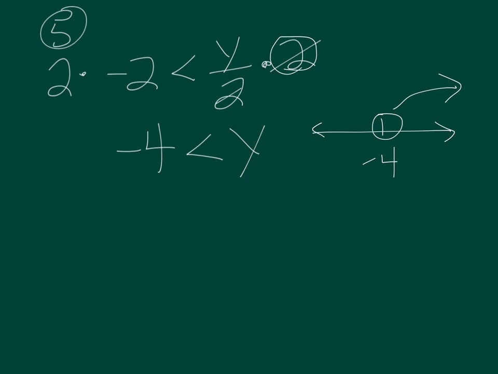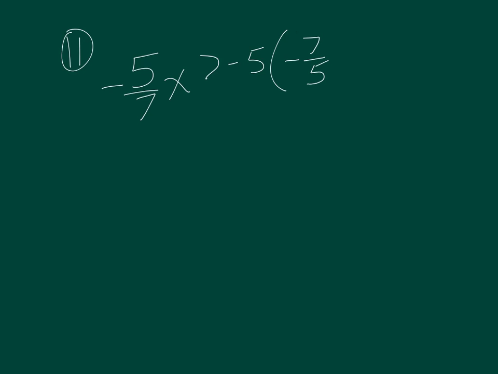Let's pick number 11. All right, let's go ahead and set this up. -5/7 times x is greater than -5. Okay, what are we going to do here? We need to get rid of this fraction, of course, the -5/7. How can we get rid of that? We can multiply both sides by -7/5. That would allow us to get rid of the 7's, the 5's, and the negatives would change to a plus.